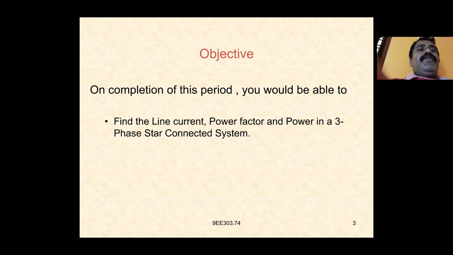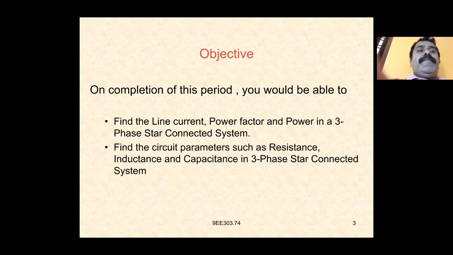On completion of this period you will be able to find the line current, power factor, and power in a three-phase star connected system, for circuit parameters such as resistance, inductance and capacitance. Resistance can be defined as the property of a substance which opposes the flow of electrical current through it. Inductance is the property which opposes the rise or fall of current through it, and capacitance is the storage of electrical energy in the circuit.